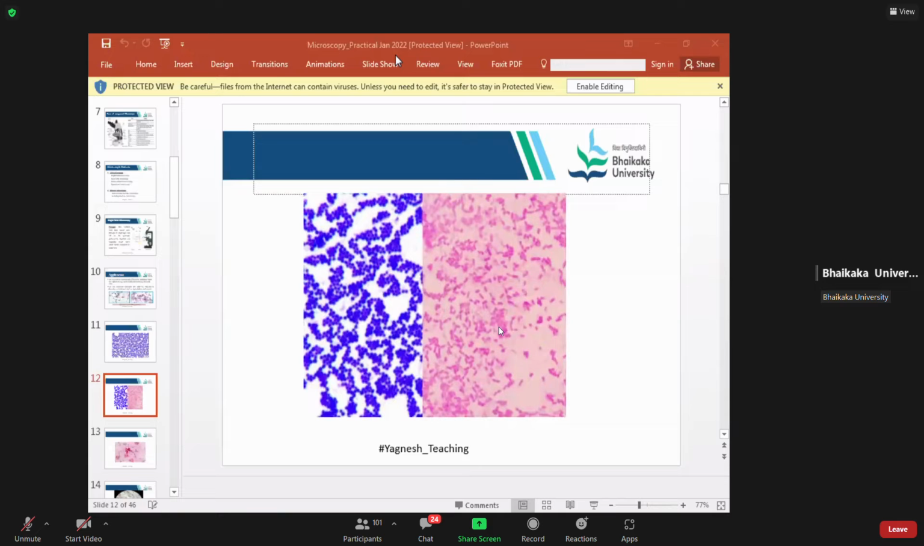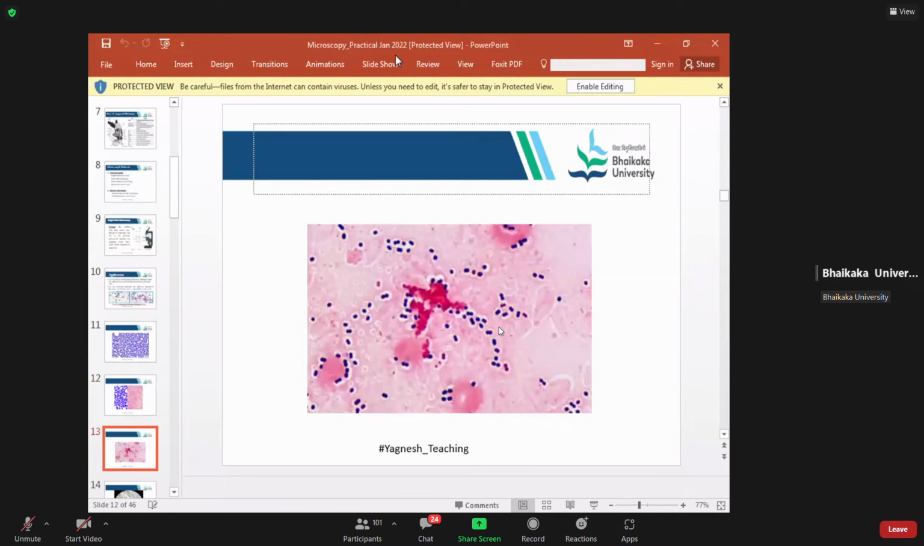Violet color cells are seen. What is the Gram's reaction? Write in the chat box. Don't worry whether you are right or wrong, just write it. Okay, Rutam answered the question, but it is not gram negative. Remember, we will teach you Gram's reaction in the next practical, so don't worry.